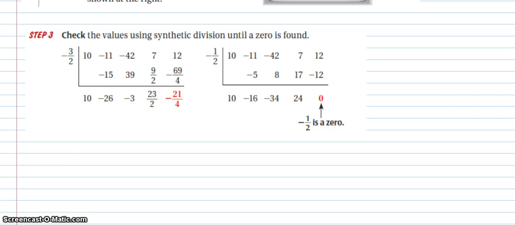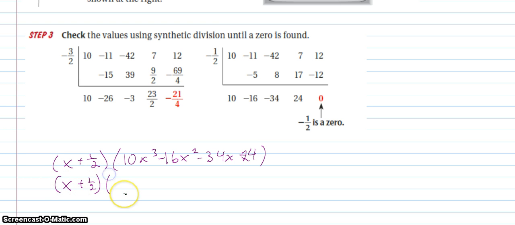With a 0 of -1/2, we have x plus 1/2, and then we'll go with the rest of our equation. We have 10x to the third minus 16x squared minus 34x plus 24. Now, when I'm looking at that, I see, well, 2 factors into all of those. So I'm going to factor out my 2. Doesn't make 2 a 0, just means that 2 goes into all of those. 2 out in front.